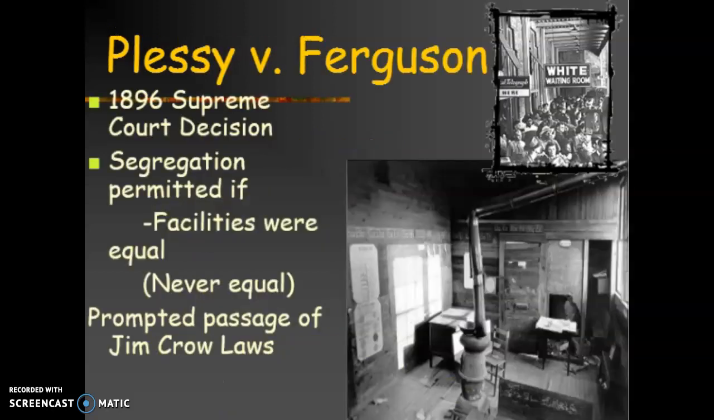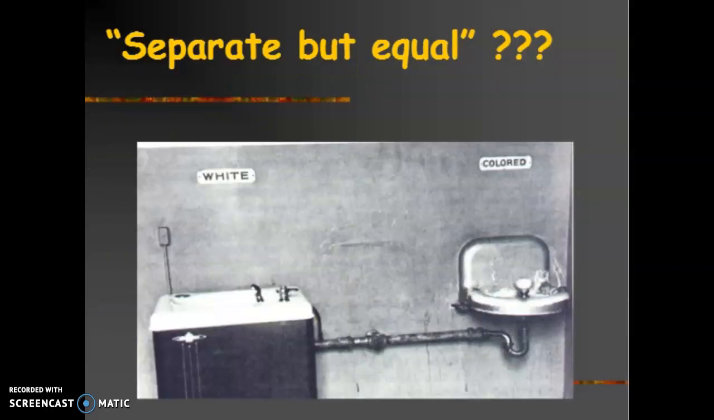Now, let's talk about some laws of the civil rights movement and some court cases that were really important, like Plessy versus Ferguson. This is an 1896 Supreme Court decision that said that segregation is legal as long as facilities were equal, even though we know in reality they were never equal or very rarely equal. And this prompted the passage of the Jim Crow laws, which were also very much a form of inequality. So, separate but equal.